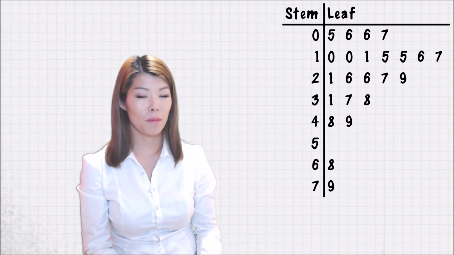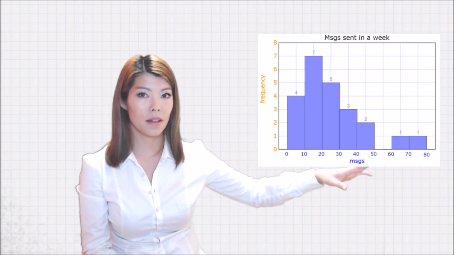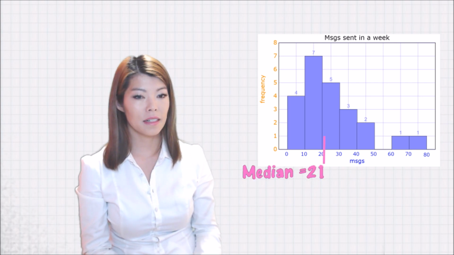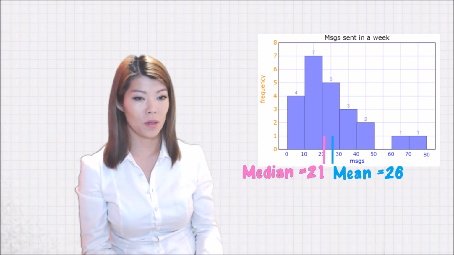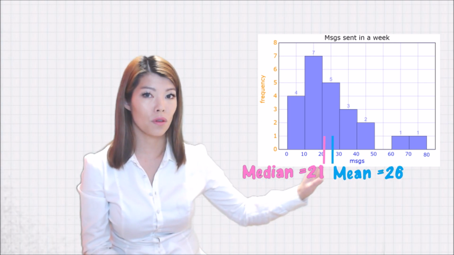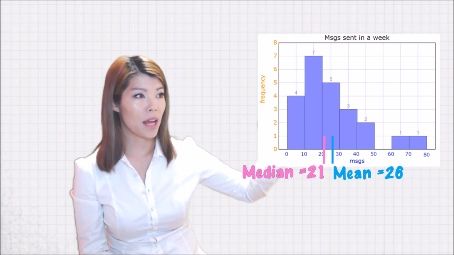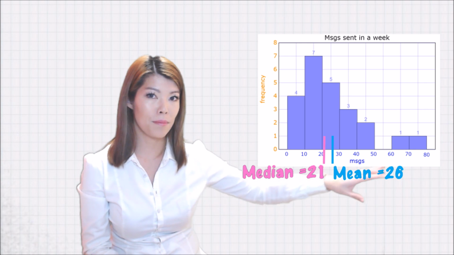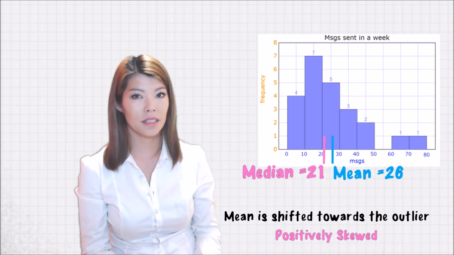Looking at the stem and leaf plot before, we can represent it like so and see that it has been skewed to the right, which means our median, which was 21, is a lot more accurate to describe this data set than the mean, which is 26. The mean has been moved towards those outliers. And we describe this shape as skewed to the right because all the numbers are trickling away to the right. This is called positively skewed.